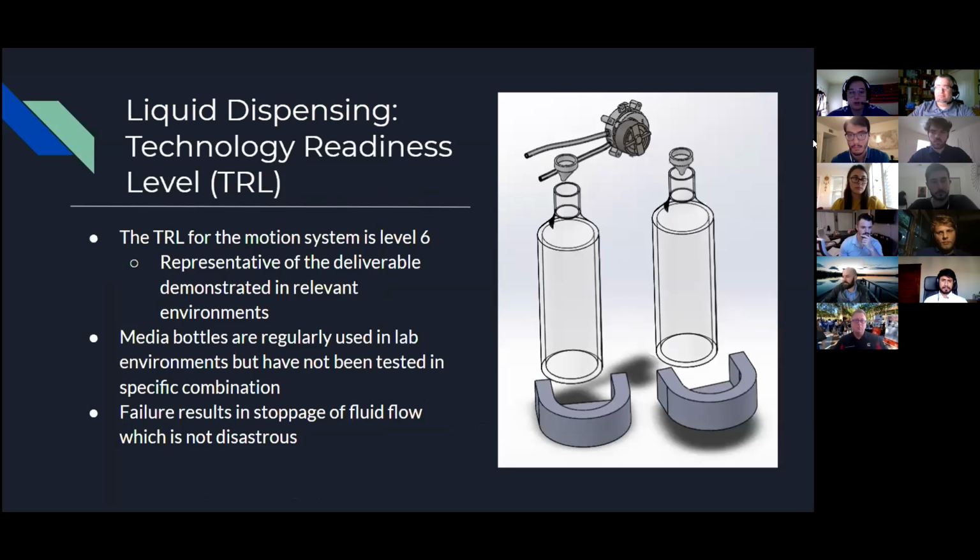Our TRL for the liquid dispensing mechanism is a level 6 because the media bottles that we decided to use have been used in lab environments before. However, we have not specifically tested our exact scenario. And failure results in only fluid flow stoppage, so this is not a major concern.